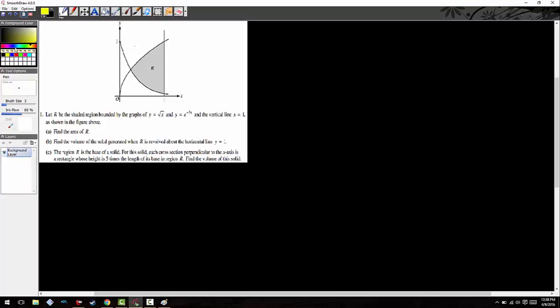Well, before I do anything, I probably want to go and find my limits of integration. There is no question that my upper limit of integration is the number 1, but my lower limit of integration is going to be determined by that point right there. So where is that? Well, in order to find that, I'm going to go ahead and set both equations equal to each other. So my limits of integration are going to be wherever radical x is equal to e to the negative 3x.